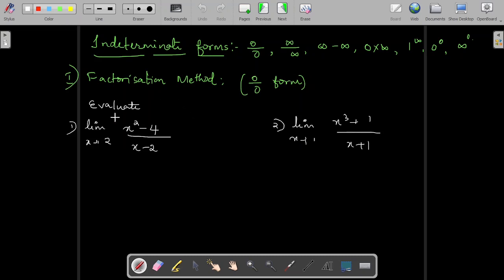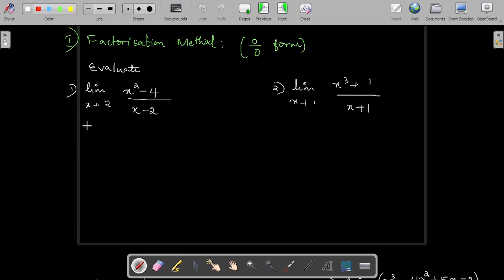0 by 0 indeterminate form. Let's see how to do that. Evaluate, this is the question. Now apply the limit directly by putting x equal to 2. Let's see what happens. 4 minus 4, it is 0, divided by 2 minus 2, 0. So it is 0 by 0 form. 0 by 0 form is an indeterminate form.